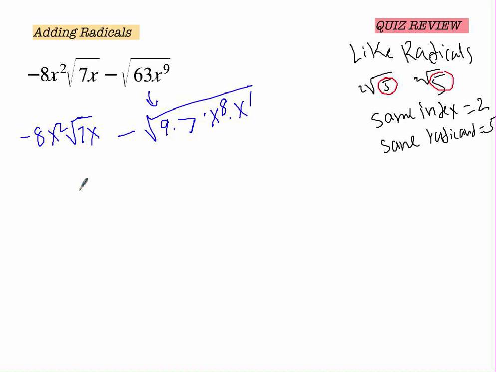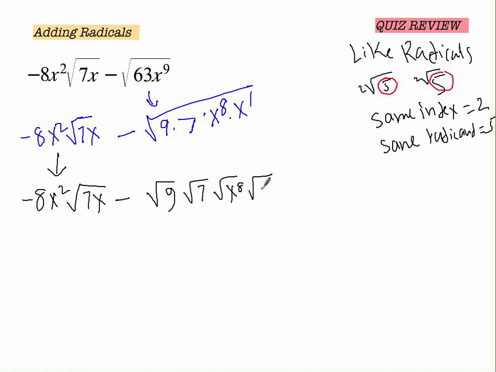This will make our life so much easier in the next step. We'll bring this down, negative 8x squared square root of 7x. We will split this, and we'll say this is the same thing as square root of 9, square root of 7, square root of x to the power of 8, and square root of x to the power of 1.